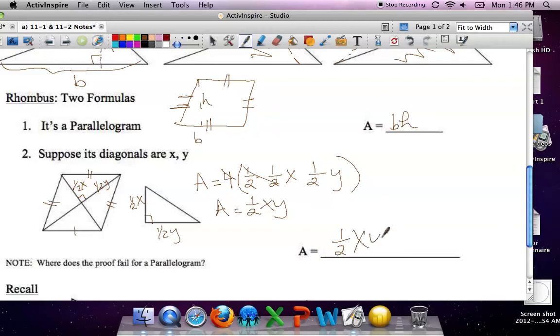The diagonals were each x and y. You might want to write this. Another formula for the area of a rhombus is 1/2 times the product of the 2 diagonals.